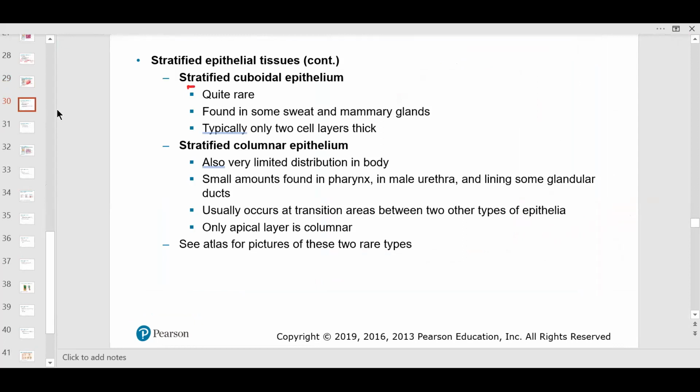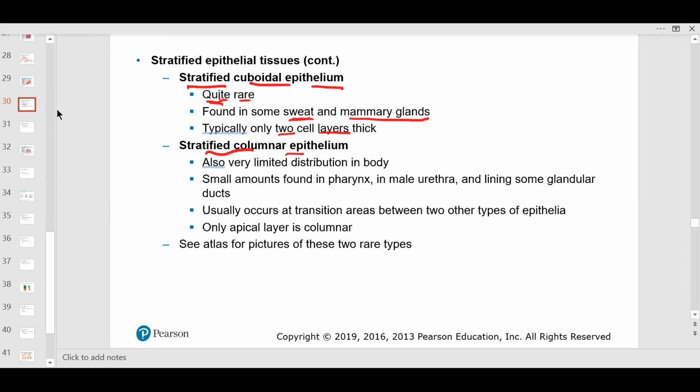So we have stratified cuboidal epithelium. It's rare, but it's not as rare as this one. So it's quite rare. Use "quite" on a practical, I'll give you an extra point. You say quite, just spell it right. So this is glands, really, the mammary glands of the breast that are releasing milk, and the sweat glands. That's not that rare, but it's rare enough. You don't see it in many other visceral tissues. That's why it's rare, and it's usually only 2 layers thick.